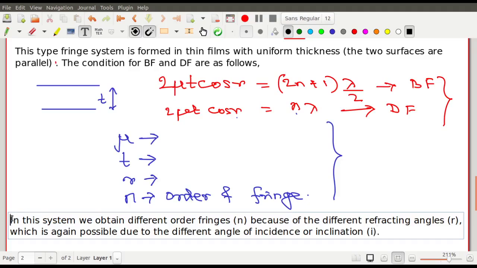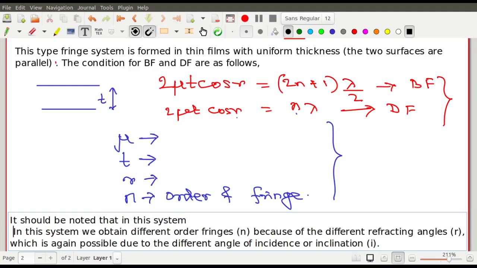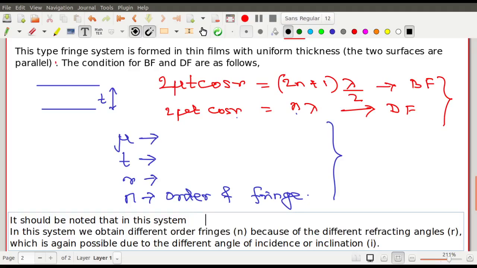Okay? Now one thing needs to be written here. It should be noted that in this system, mu, t, lambda are all fixed.